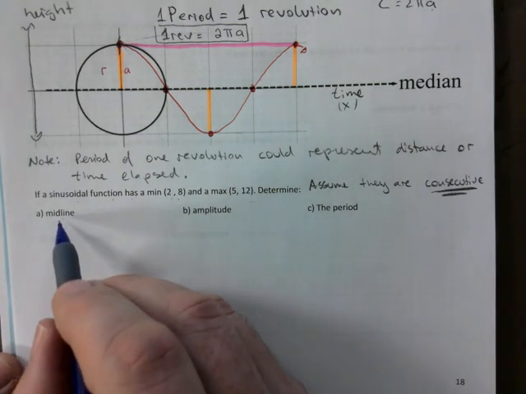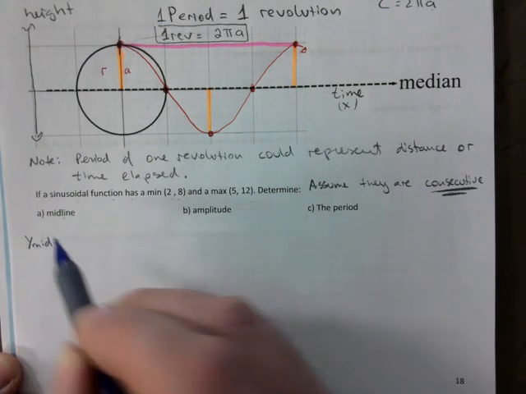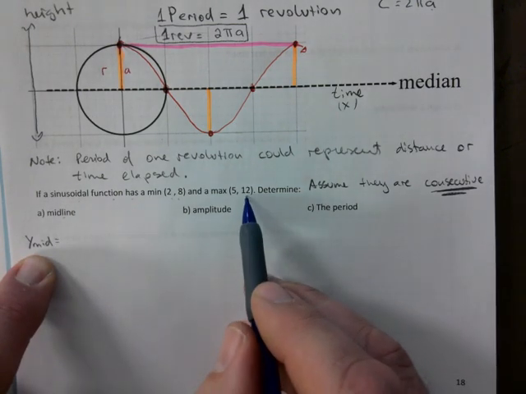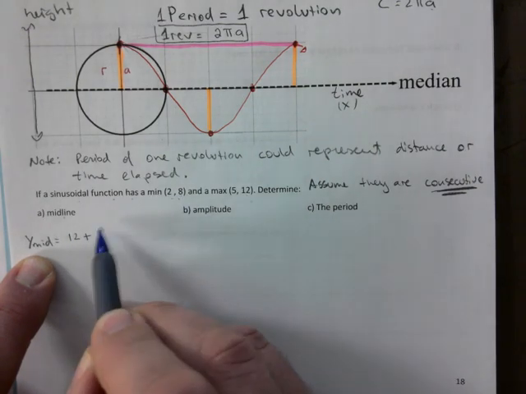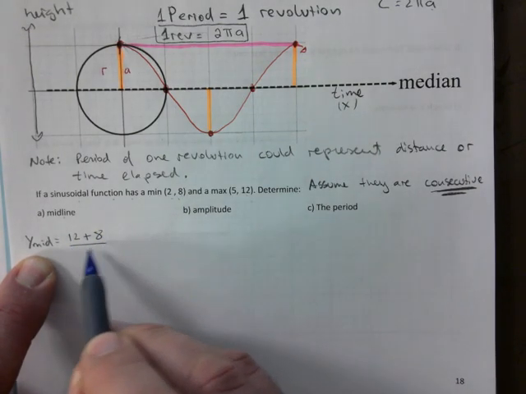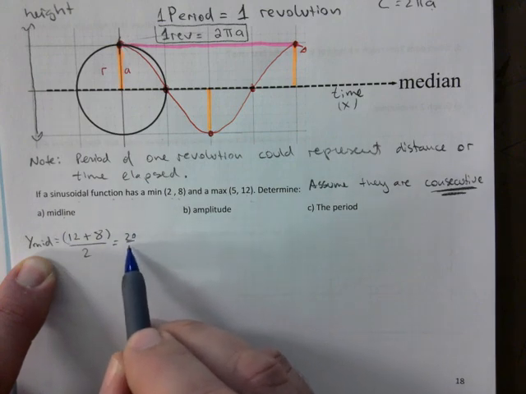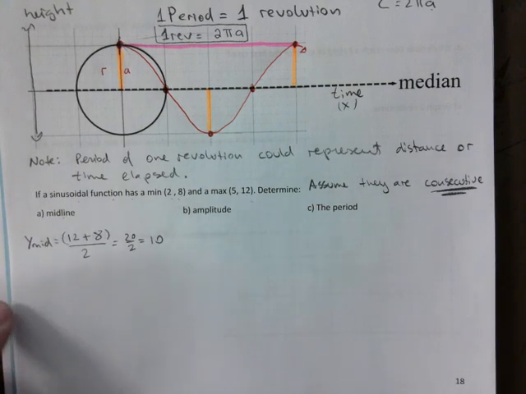So how would you figure out the midline? It's really the equation of the midline. Y mid would be max plus min divided by 2, correct? And that's 20 divided by 2, which is just 10. No problem there.